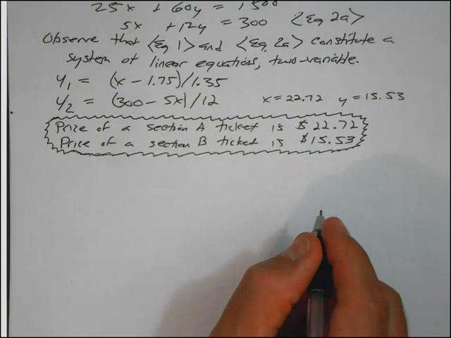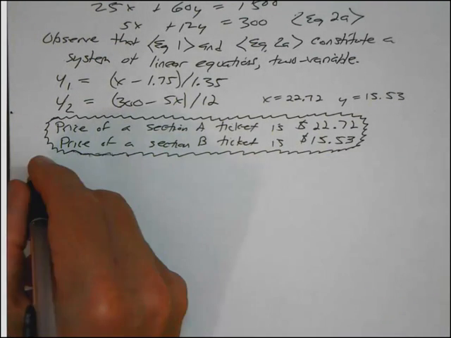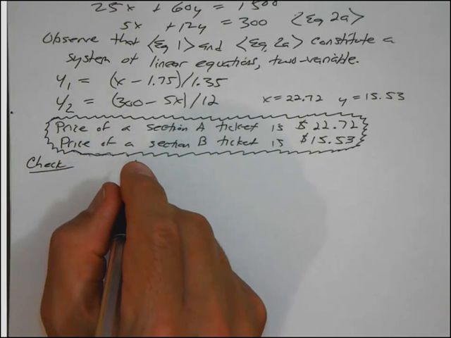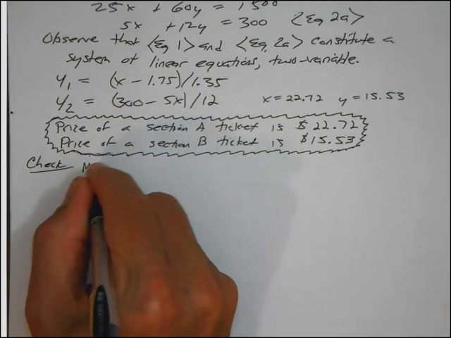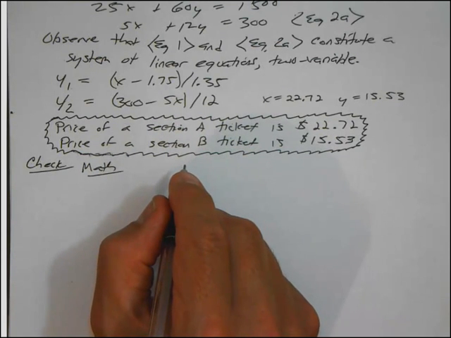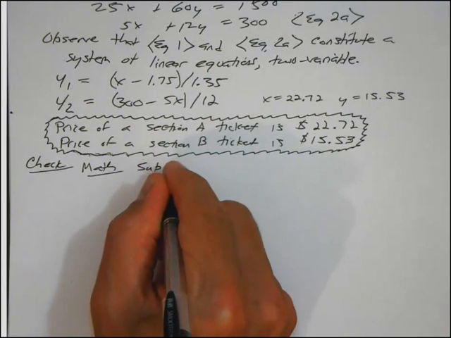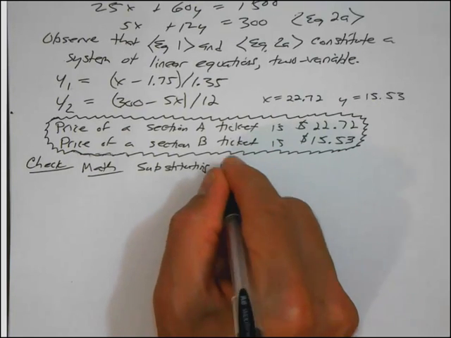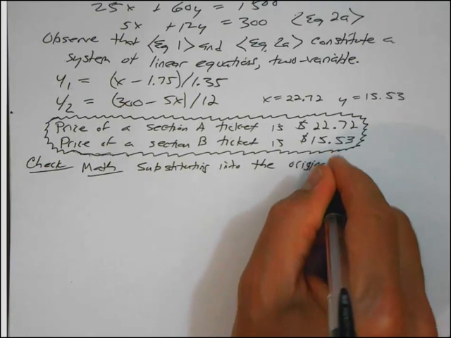Okay, now that we have this, is it right? Okay, time to start assessing the correctness. For an application problem, two checks are probably best done. One, let's just check the math problem solution itself here, a math check. For that, do well to go back to the original equations and substitute our numbers. So substituting into the original equations.